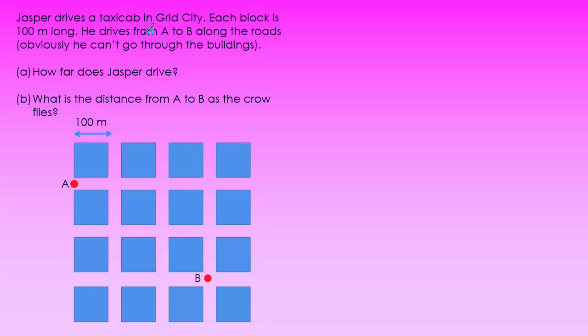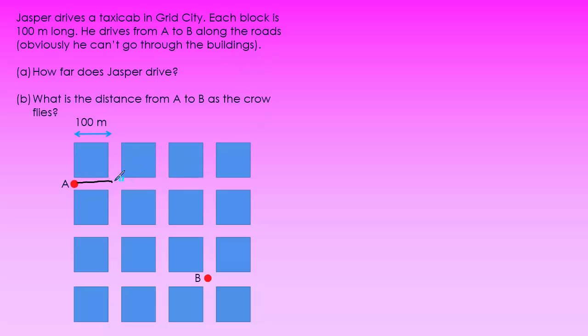Jasper drives a taxi cab in Grid City. Each block is 100 meters long, and for that we need to include either half the road or just ignore the width of the roads. He drives from A to B along the roads. Obviously he can't go through the buildings. How far does he drive?